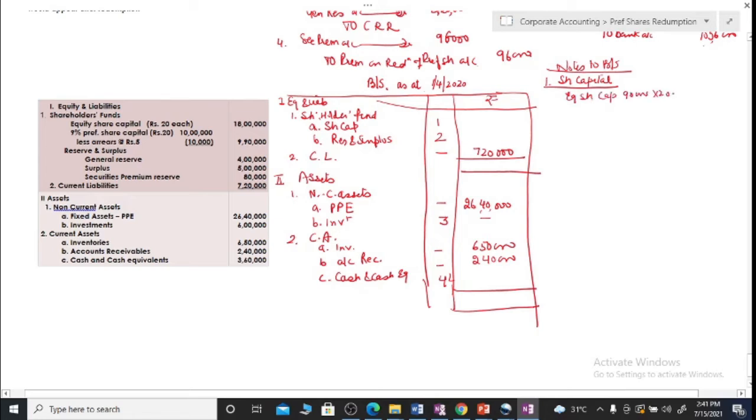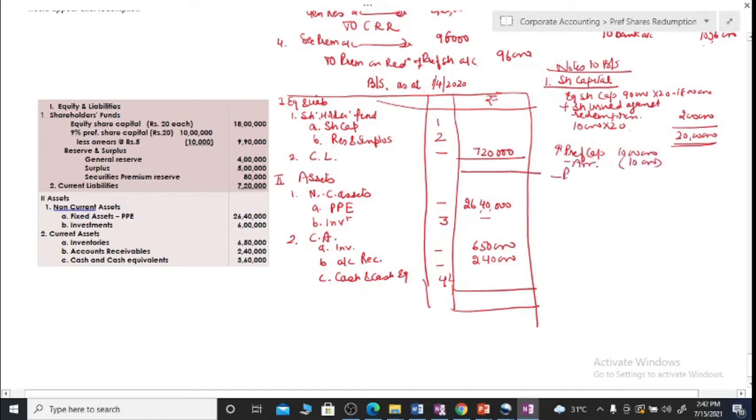90,000 shares of 20 each, 18 lakh, plus shares issued against redemption. Against redemption you have issued shares, and you are given 10,000 shares of 20 each have been issued, so 2 lakh. So our total capital is now equity capital 20 lakhs. Then we have preference capital. You had preference capital, 9% preference shares of 20 rupees each, 10 lakh, with arrears 10,000.